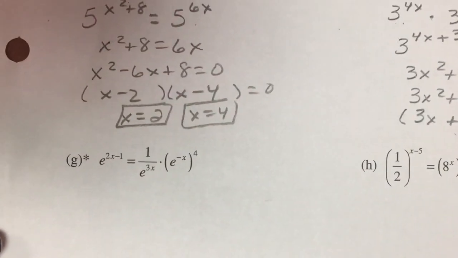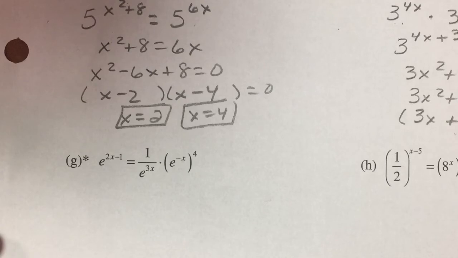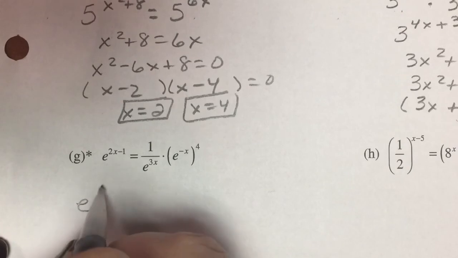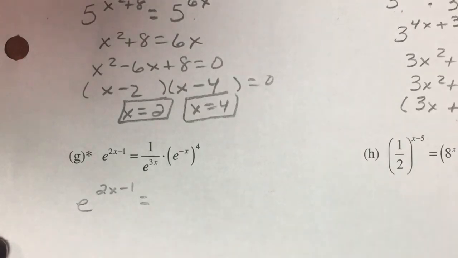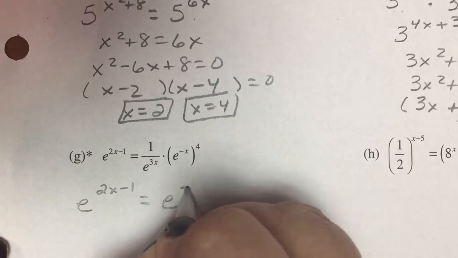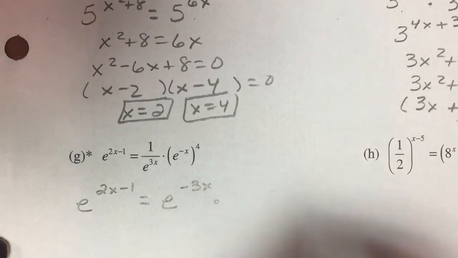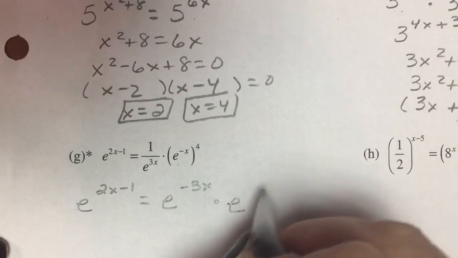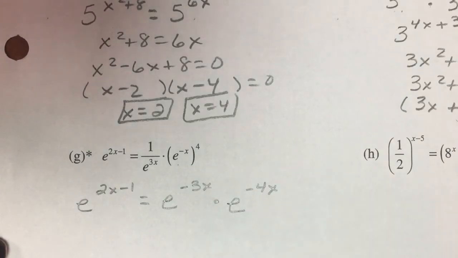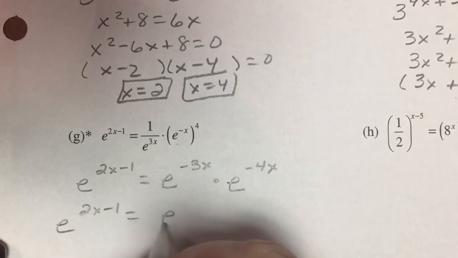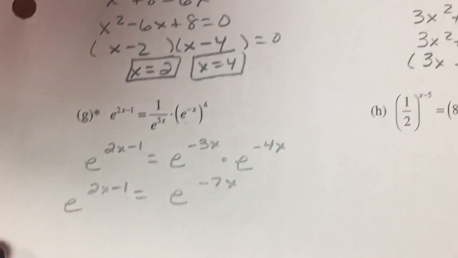Well, let's look at G. Now, my bases are E's, not a big deal. I'm still going to have to get the bases the same. So I'm going to make them all into E's, but I've got to use some exponent rules here. This 1 over e to the 3x, I'm going to make e to the negative 3x. And here I'm raising this to the 4th power, so I'm going to multiply the powers and get e to the negative 4x. We're going to multiply these two expressions, which means we add the exponents to get negative 7x.